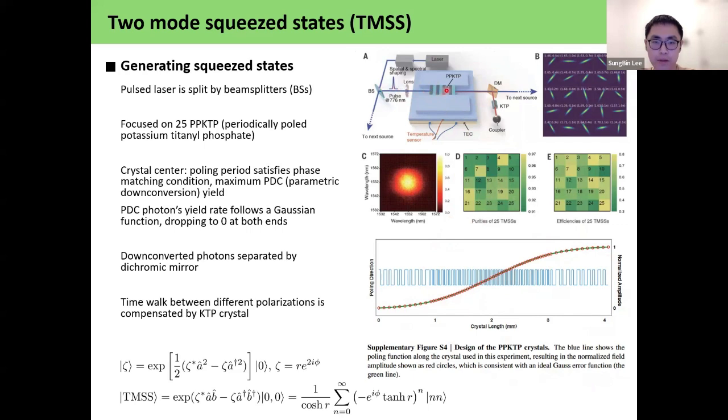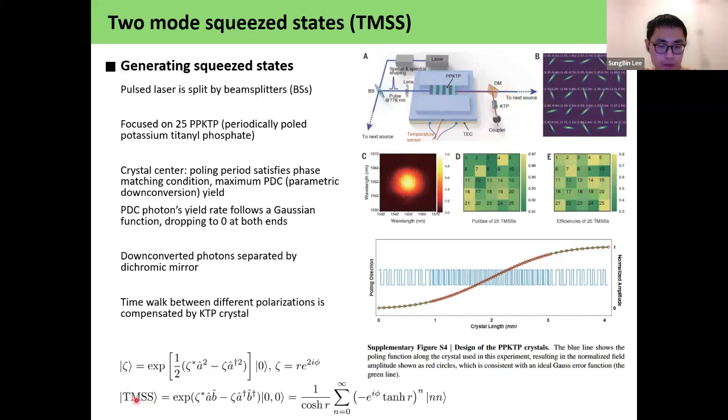So after passing through the PPKTP, it generates a squeezed state, with the phase given as the Gaussian distribution. Actually in this experiment, they have used 25 different PPKTPs. So this B represents the Fourier function of these different PPKTPs. I'm not sure if you can see in this figure, but these two figures list eta, sorry, r and phi, which basically represent how much the inputted single photon state is squeezed.